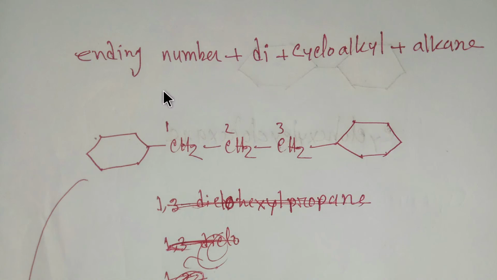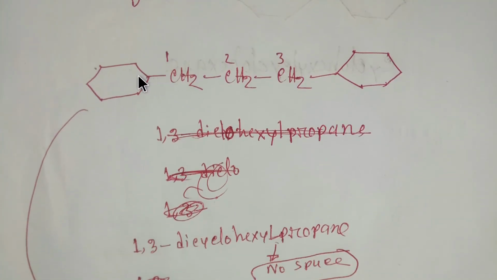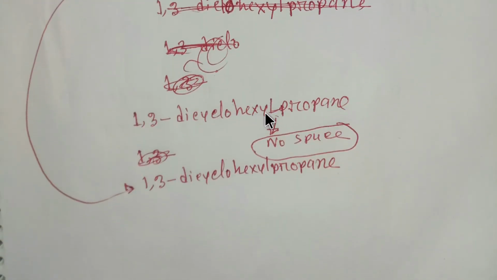If you see a compound like this, then you have to name that compound in the way that I am going to explain. So this is 1 and this is 3, dicyclohexyl, and this is propane. So 1,3 dicyclohexyl propane. There will be no space between cyclohexyl and propane. 1,3 dicyclohexyl propane.